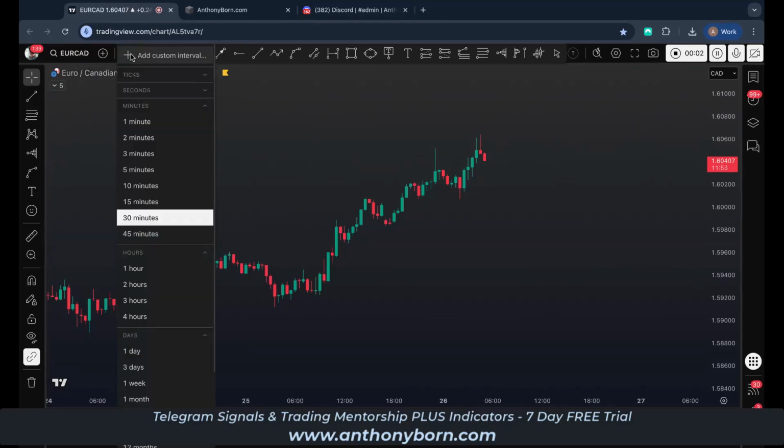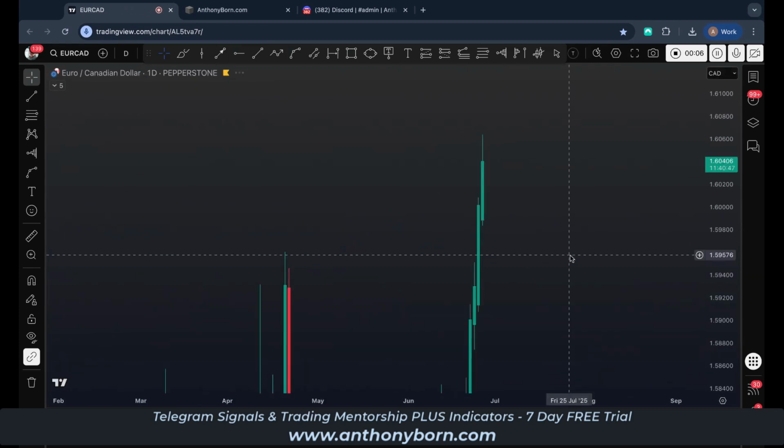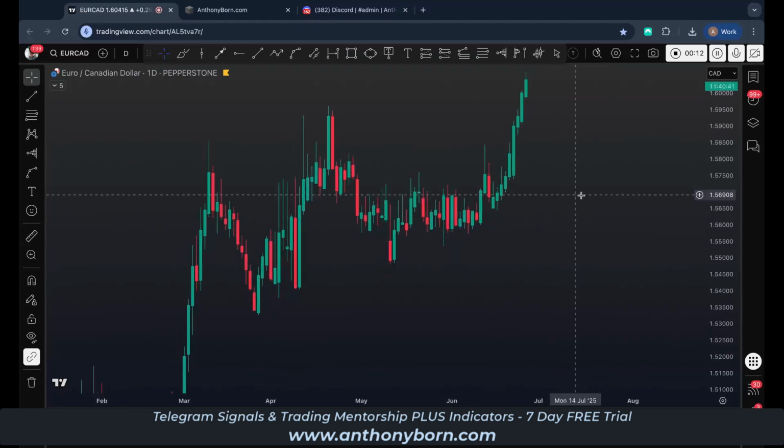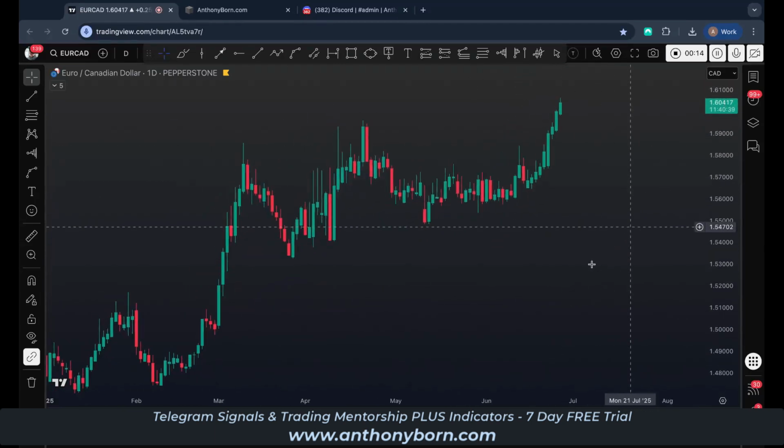Traders, EURCAD is way out there. I want to show you a couple of tools that I like to use. First of all, price action. Look at it. That's way out there. So here's the thing.